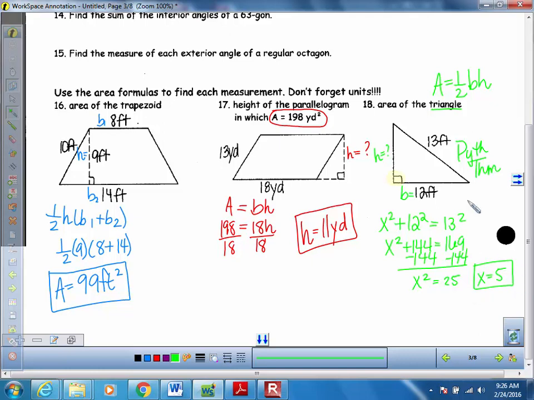So now we're just going to plug in to this formula. Our area is going to be 1/2 times the base, which is 12, times the height, which is 5. I know 12 times 5 is 60, and 60 divided by 2 is going to give me 30 feet squared. Now, remember, I'm giving you all of these formulas except for the area of a rhombus or kite. So make sure that you know those.